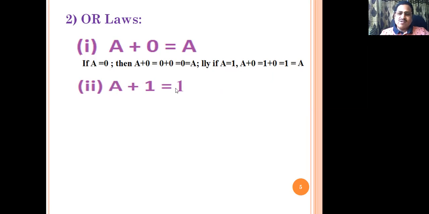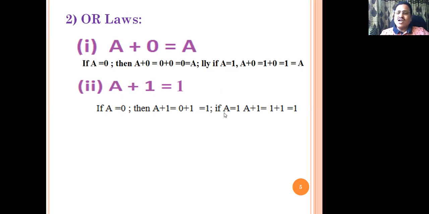Then the second OR law is here: ORing of a number with 1 always equals 1. A or 1 equals 1. Let's see the verification here. If you assume A equals 0, then on the left hand side of the equation A or 1, replace A by 0: 0 or 1 by the OR operation will be equal to 1.